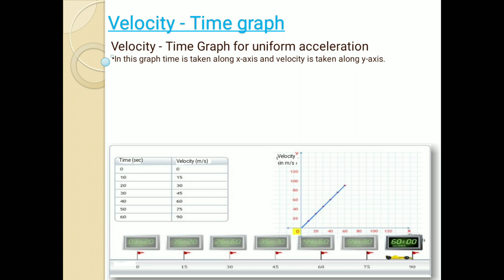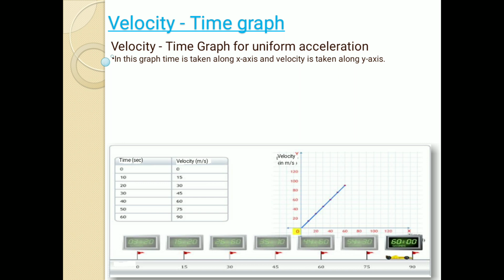Obviously, one more thing you should remember. The distance time graph gives the speed of an object. We can calculate the speed of an object. In the velocity time graph, what can we calculate? The acceleration of an object. Okay, so the velocity time graph for uniform acceleration. The next one is the velocity time graph for non-uniform acceleration.